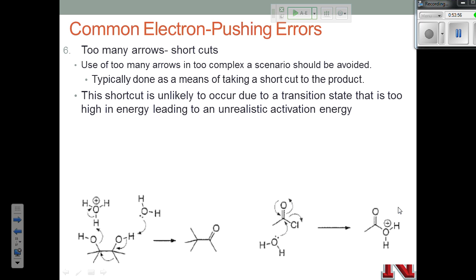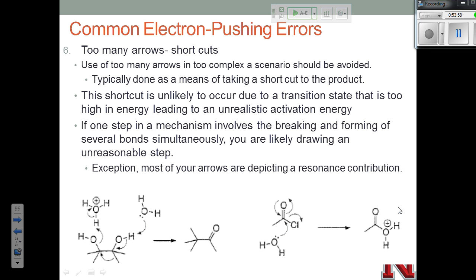So shortcuts are not good. Watch out for them, unless some of your arrows are depicting resonance, like the example I showed earlier. If it's resonance, that's fine. This is not resonance. We won't see a transfer occur unless it can form a carbocation. So for this mechanism, the most likely thing that would happen is we would protonate this first. Then it would leave to form a carbocation. Then maybe we'd have a rearrangement. So this would be a reaction with multiple steps.